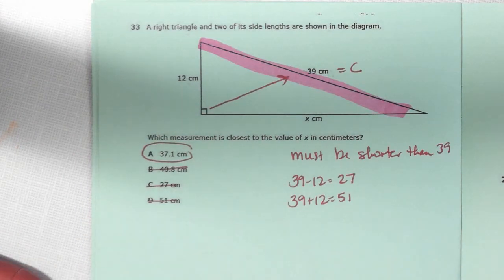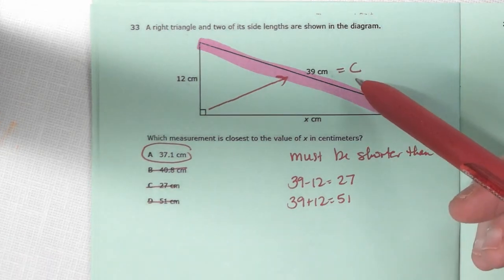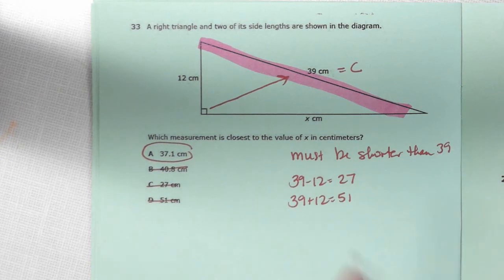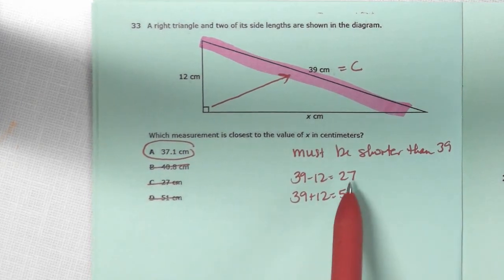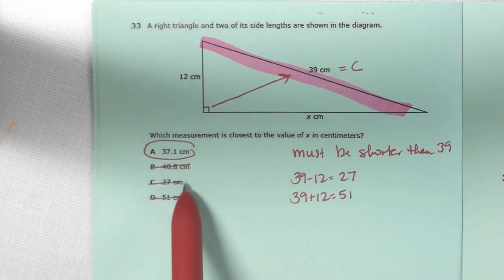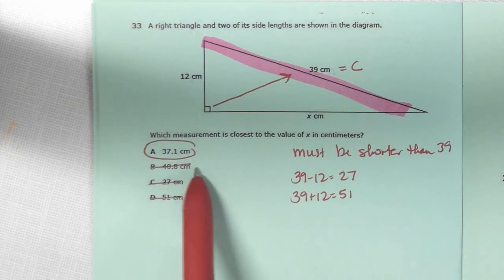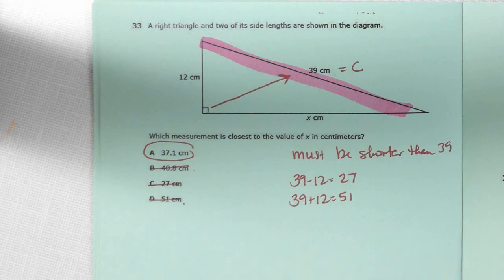Okay. This is what I got. So first of all, I labeled it. I know 39 is the longest side, so it has to be shorter than 39. I also know that 39 minus 12 is 27, 39 plus 12 is 51. So I'm going to eliminate those two answers. Okay? And then 40.8 is not shorter than 39. The only answer that can be my answer is A. What do we think about that? Do you guys think you can do that?